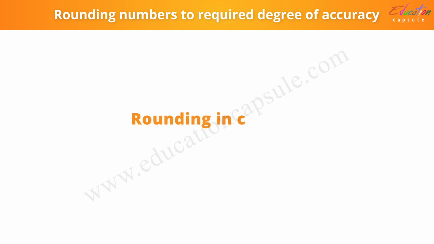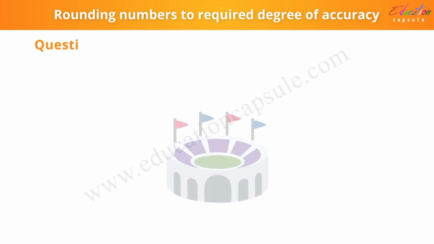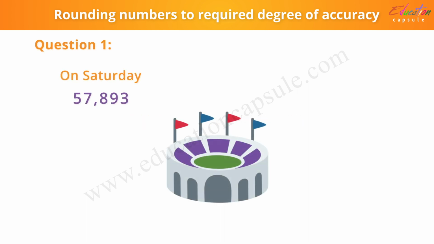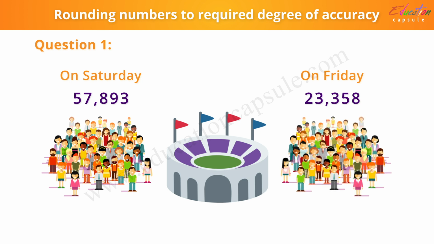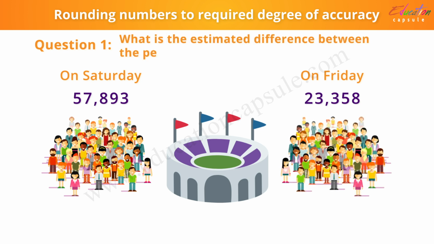Next is rounding in context. Question 1. On Saturday, 57,893 people visited the stadium. On Friday, 23,358 people visited the stadium. What is the estimated difference between the people who visited the stadium?